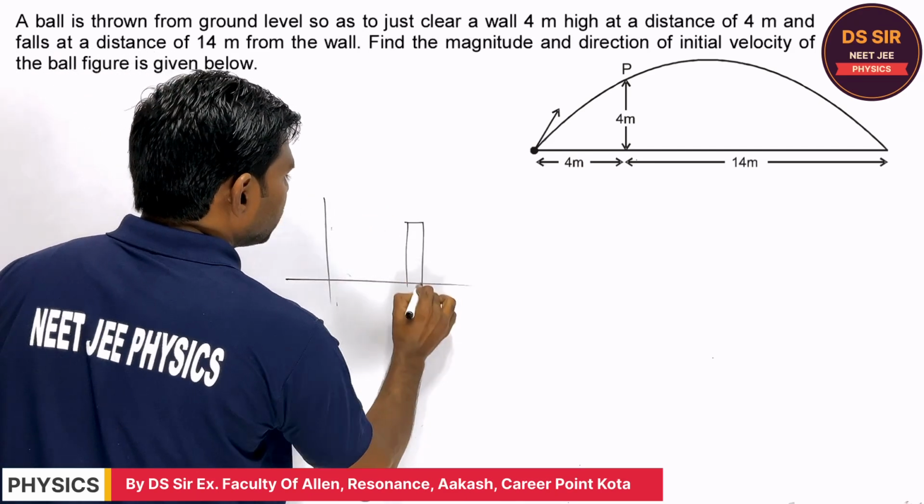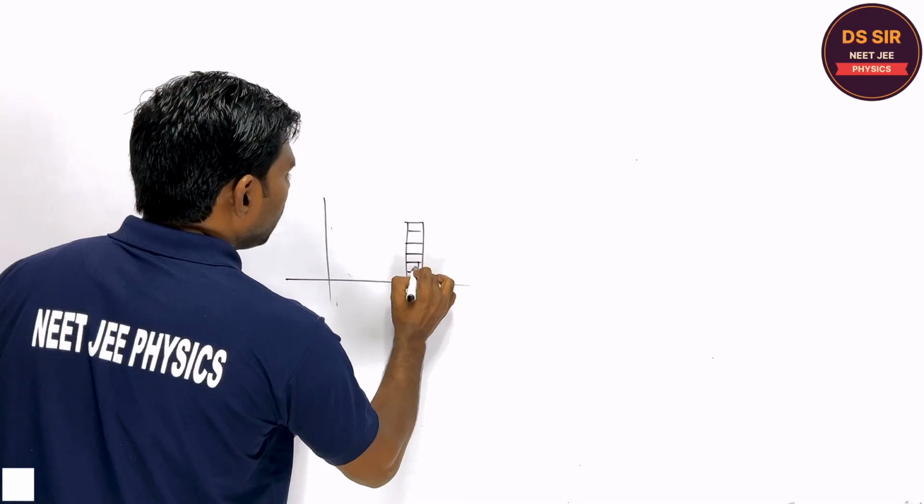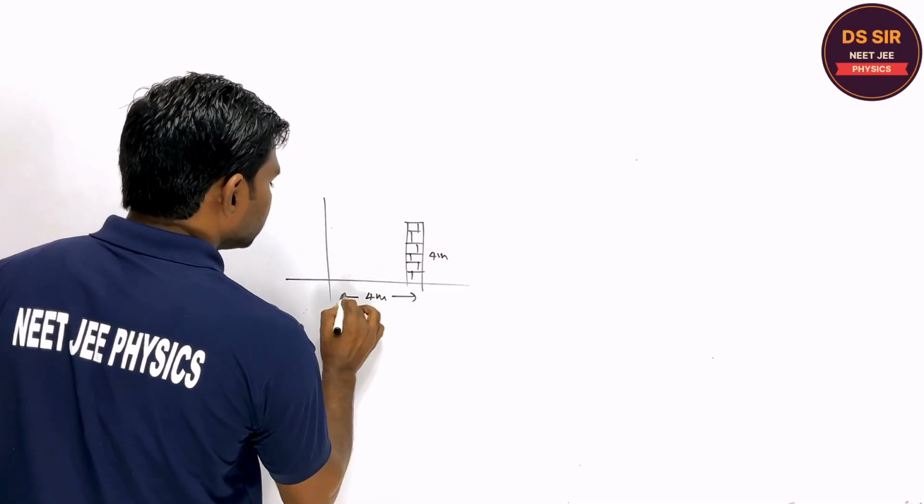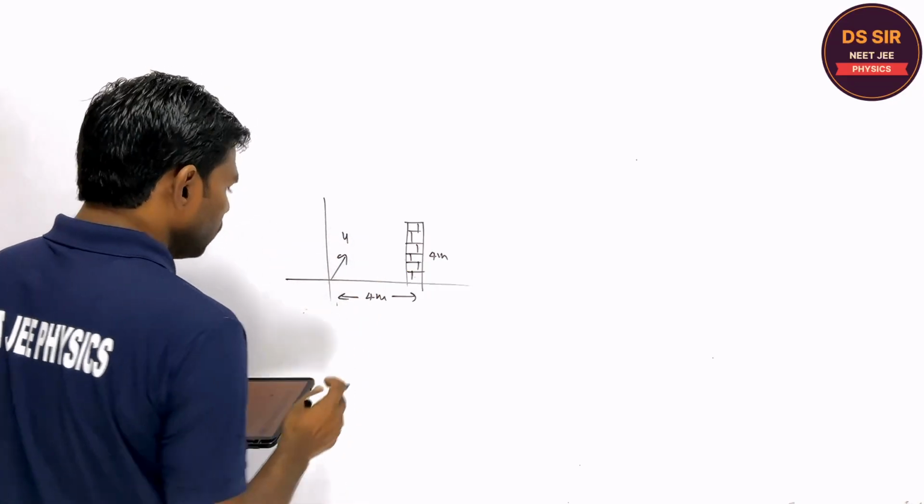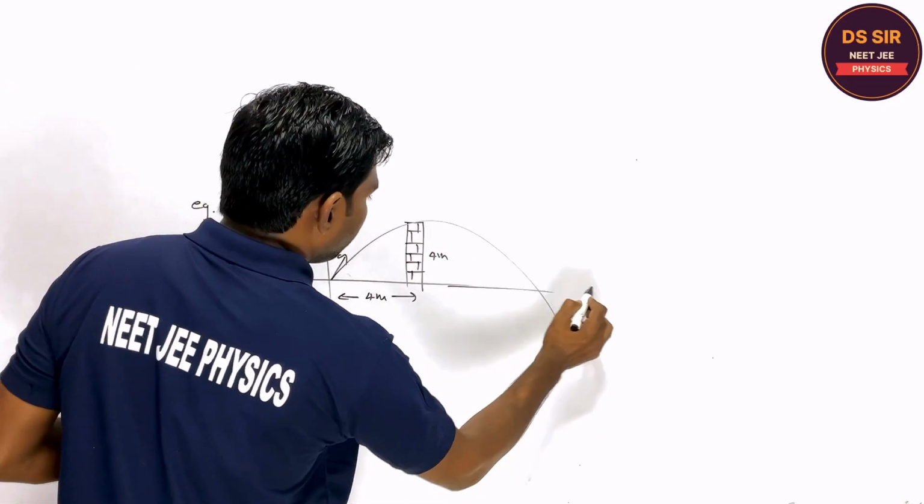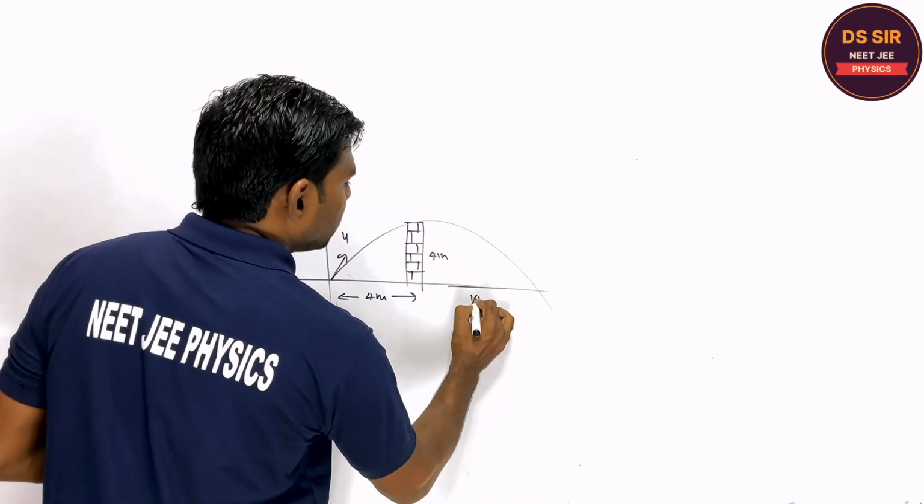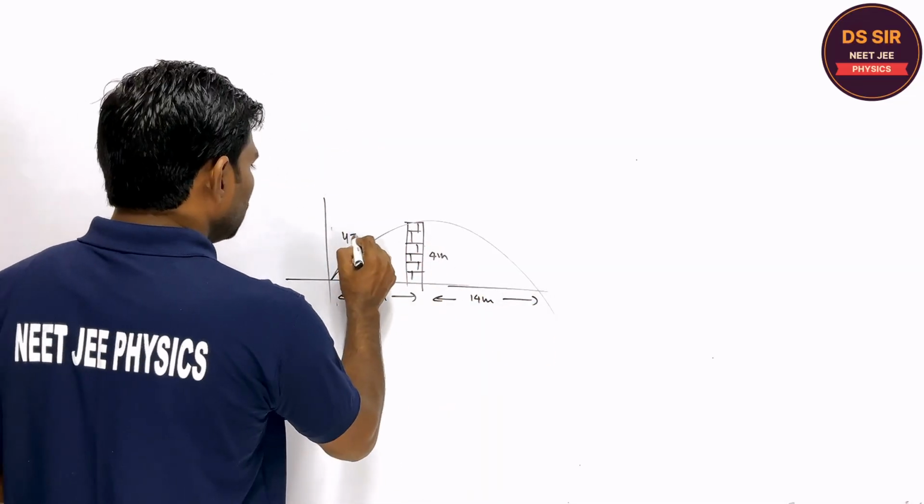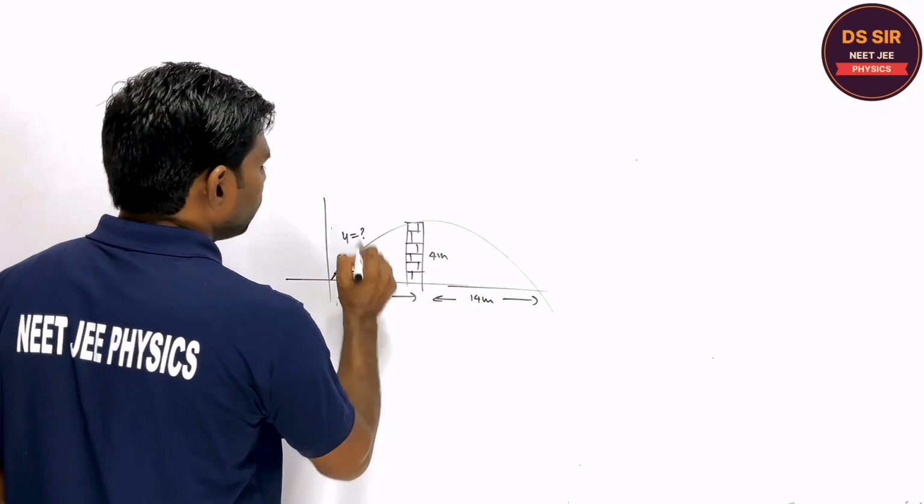This is the wall, right? The wall is 4 meter, and this is also 4 meter. Is it clear? So we have to throw with the speed u, and it just clears the wall and falls on the other side at 14 meter. So what do you have to find? The u you have to find, and the theta you have to find.